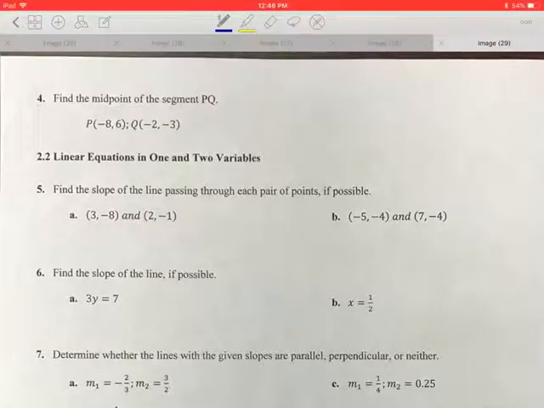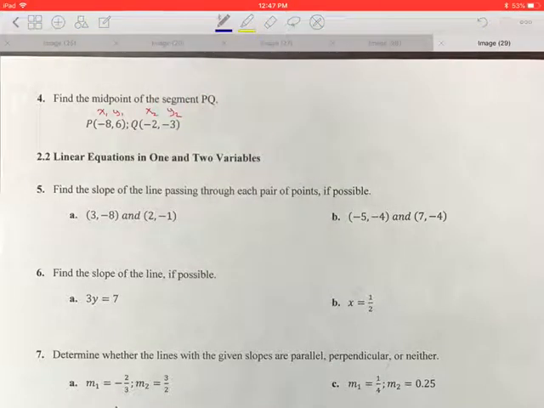And we're on the second page of the exam 2 review. We're looking at number 4. We're asked to find the midpoint of the segment PQ. So we're given the 2 points. I'm going to go ahead and label these x1, y1, x2, y2. So we end up doing that every time we're working with points. So it's good to get comfortable with those labels.